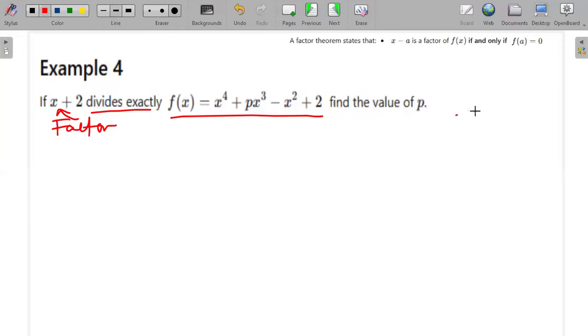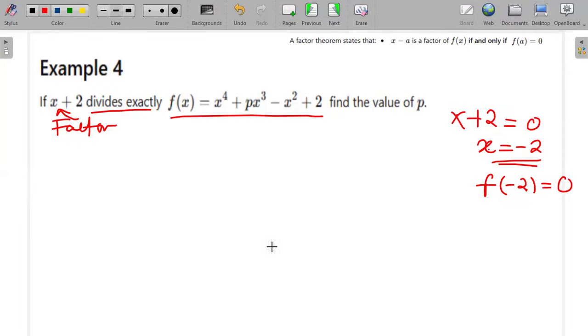So first of all, I'm going to take x plus 2 and equate it to 0, so x is equal to minus 2. And since this divides exactly, it means that f of this x, which is minus 2, should be equal to 0. So that's how we're going to find the value of p.